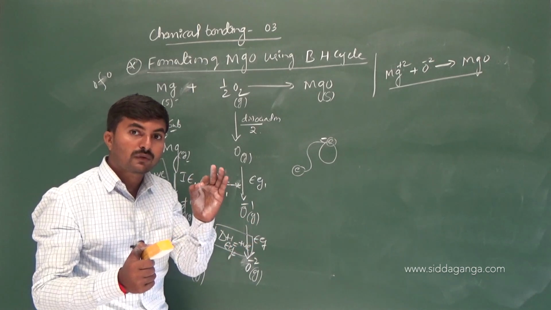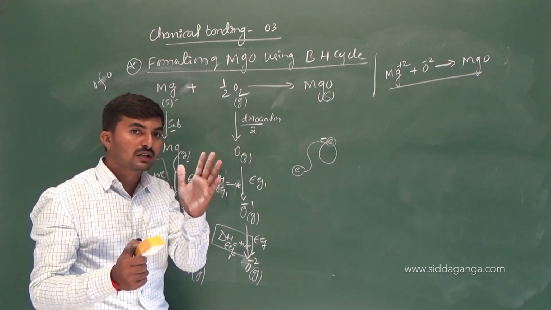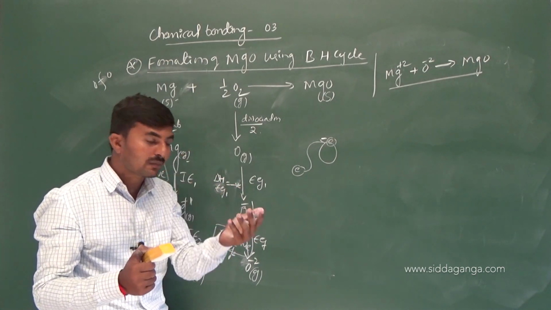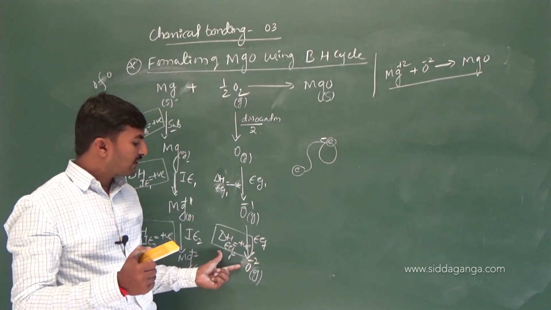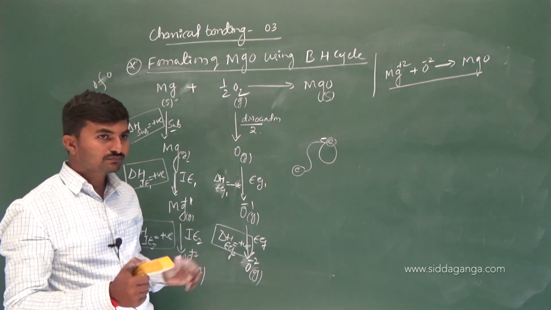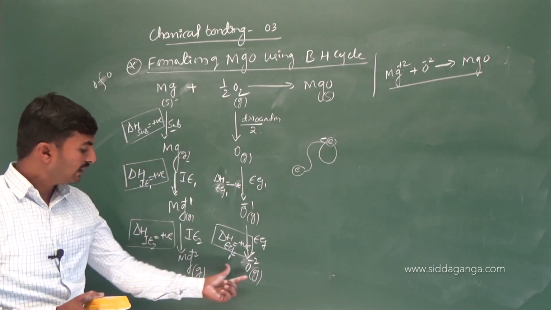Instead the amount of energy is not released, we have to apply energy. That is why this electron gain enthalpy is positive. Now both the ions are ready now.